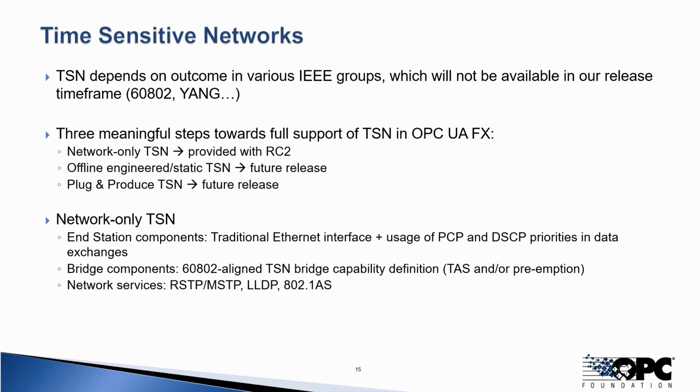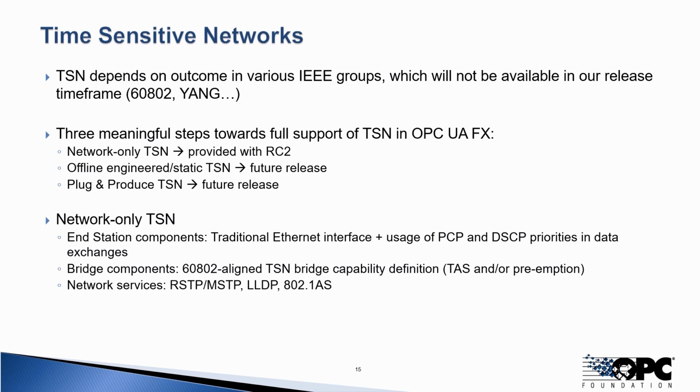Last but not least, for RC2: time-sensitive networks, abbreviated as TSN. TSN depends on the outcome in various IEEE working groups, which will unfortunately not be available in our release timeframe. For example, the outcome of the 60802 profile working group, which defines an automation profile over TSN, or various YANG modules are not defined. Wherefore, we defined 3 meaningful steps towards full support of TSN in OPC UA FX.